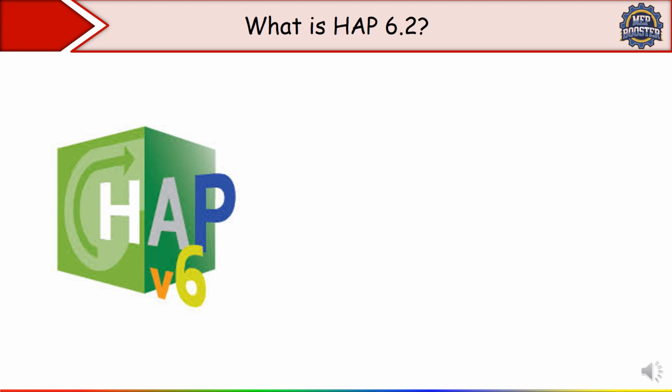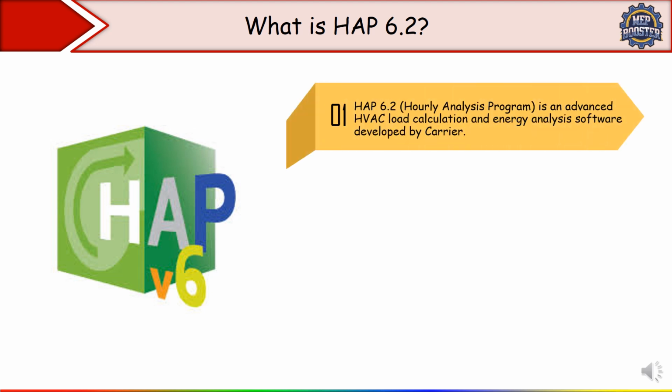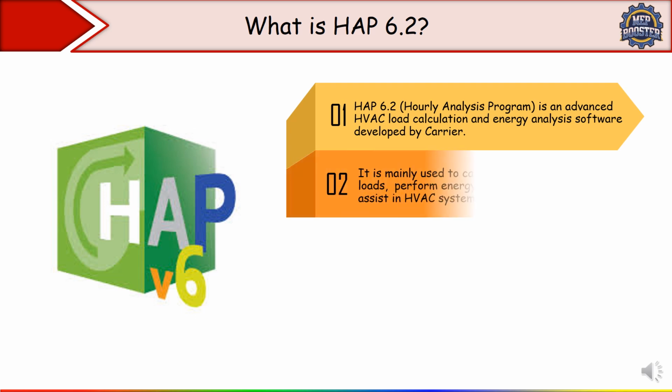So today in this lecture, first of all I will explain to you what is HAP 6.2. HAP 6.2, or you can say HAP, stands for Hourly Analysis Program. It is an advanced HVAC load calculation and energy analysis software developed by Carrier.